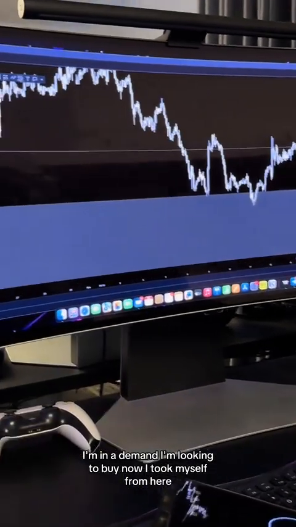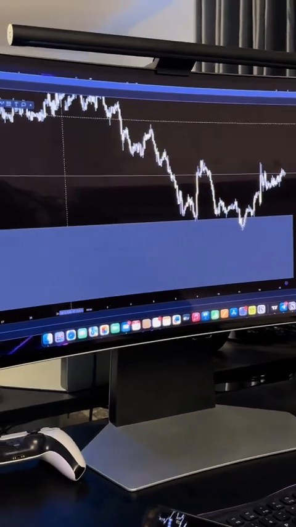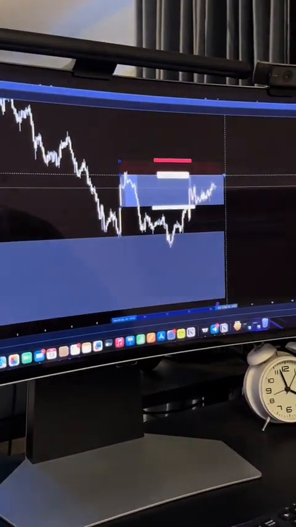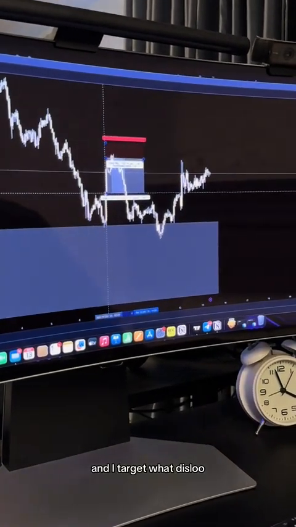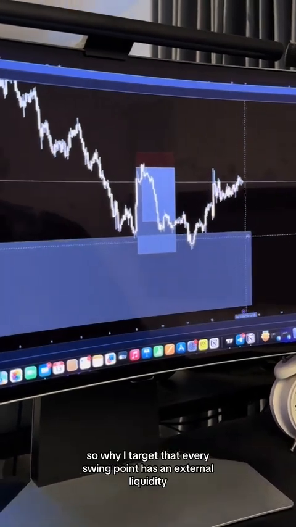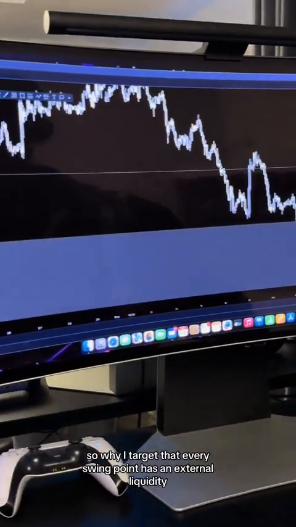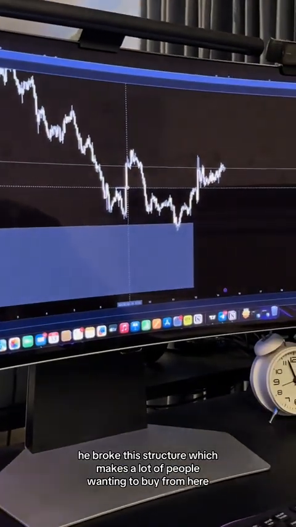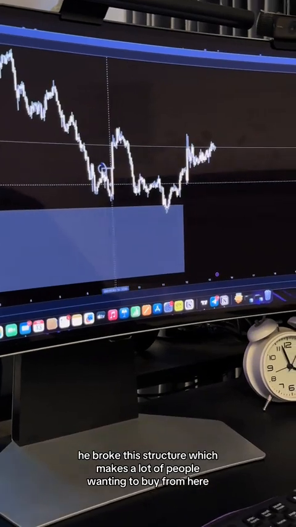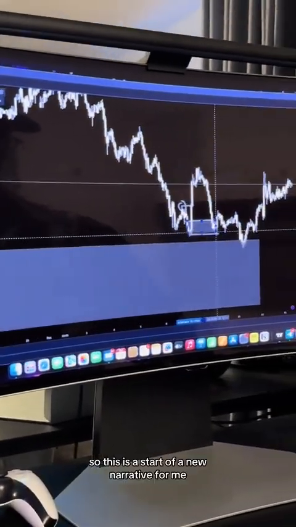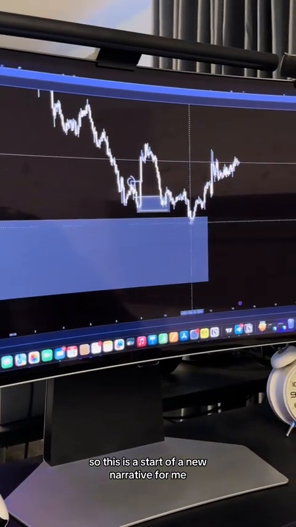Now, I took my sell from here with what I just explained. I took it from here, and I target what? This low. So when I target that, every swing point has an external liquidity. So this guy, you can see he broke this structure, which makes a lot of people want to buy from here. So this is the start of a new narrative for me.